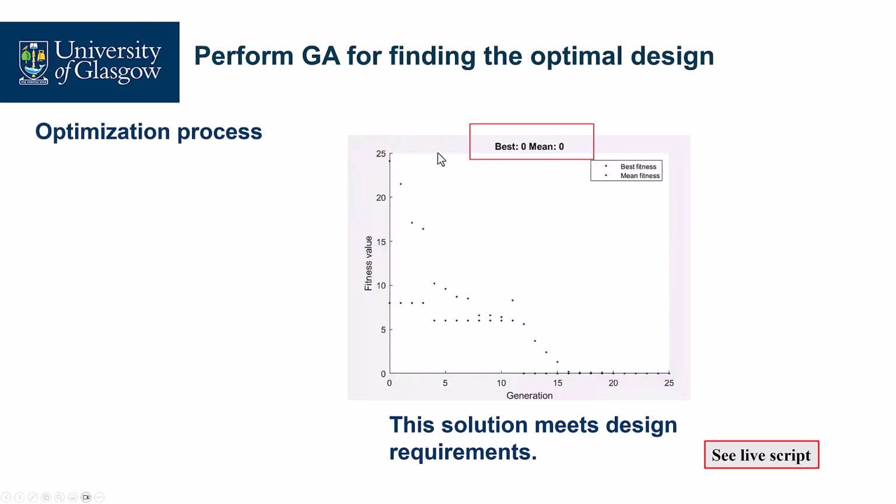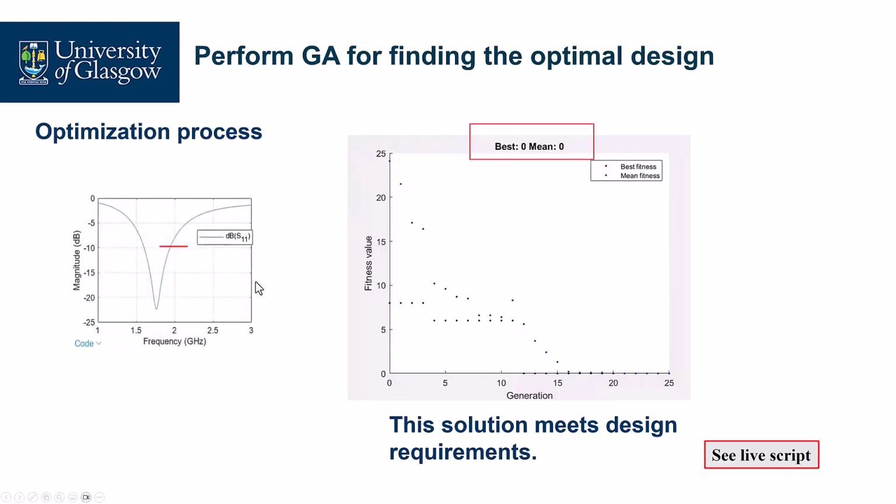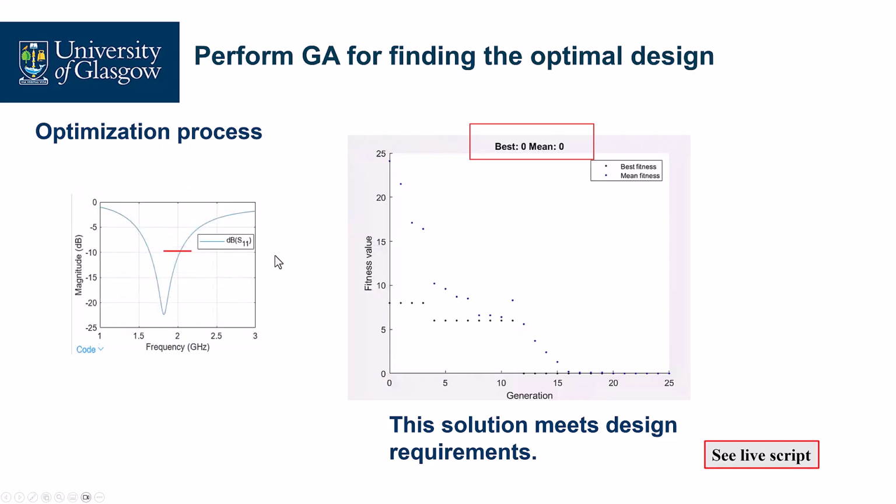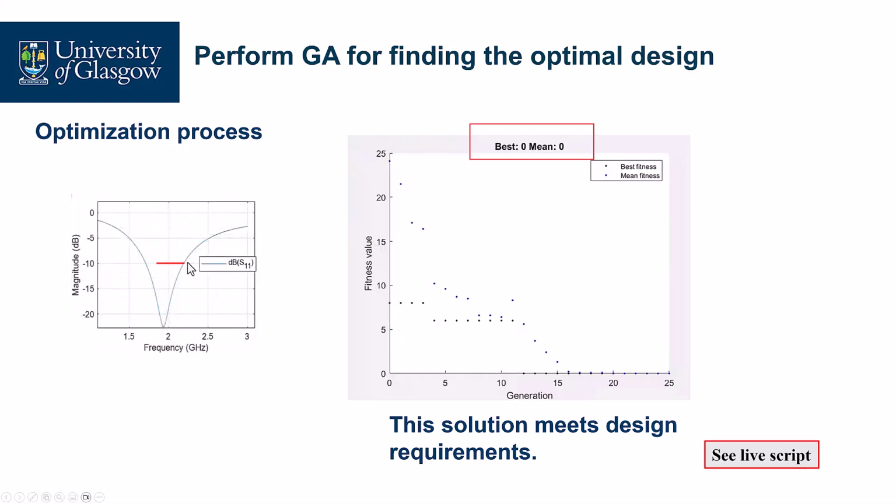We can see in the optimization process, this is the operating band. We want all the frequency points to have S11 below minus 10, but here we can see at this moment, many of them are not. They are above minus 10. And when we do the optimization, we can see gradually it arrives here. So all the frequency points sampled in the operating band are below minus 10. So the optimization succeeded, and you can see the live script yourself.